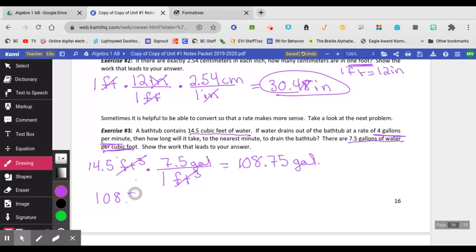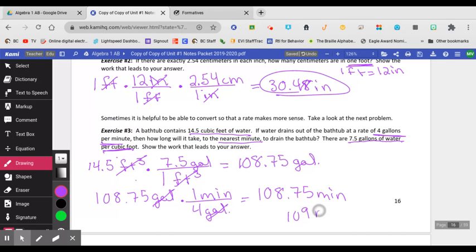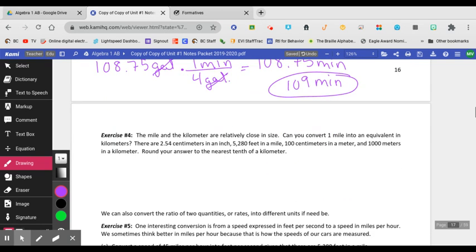Now is when I want to flip that rate. So I want to do 108.75 gallons times 1 minute over 4 gallons. Because if it takes 4 gallons per minute, it's 1 minute per 4 gallons. My gallons divide out. So then that tells me that's 108.75 minutes. And they want it to the nearest minute, so that's 109 minutes. So that's a long time. That's like an hour. Actually, an hour and a half.